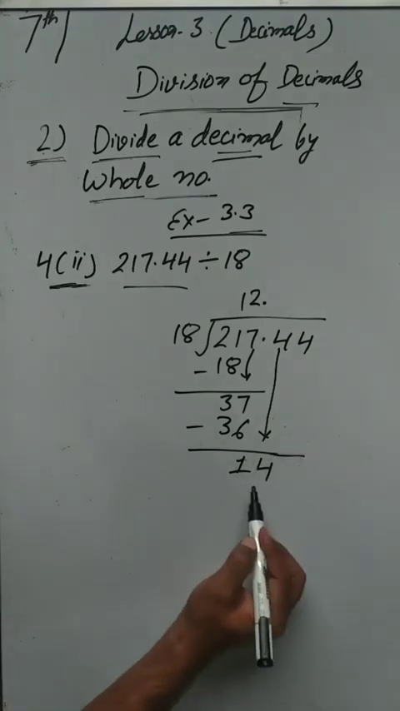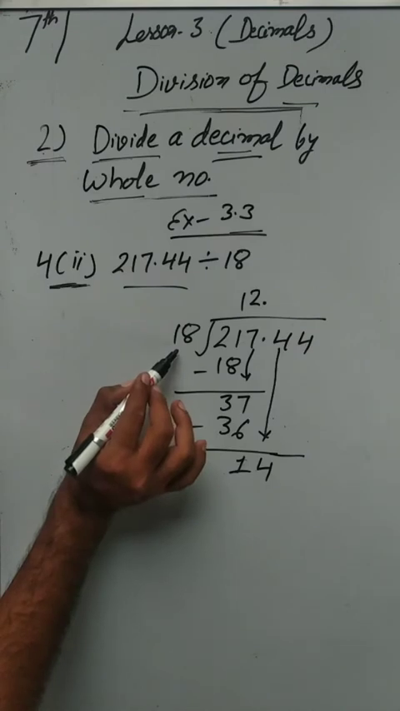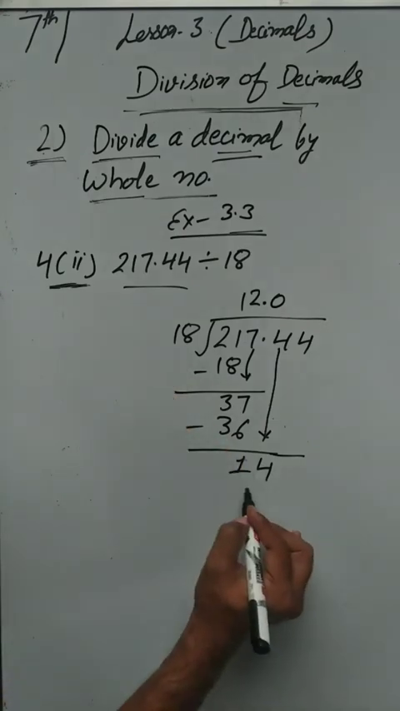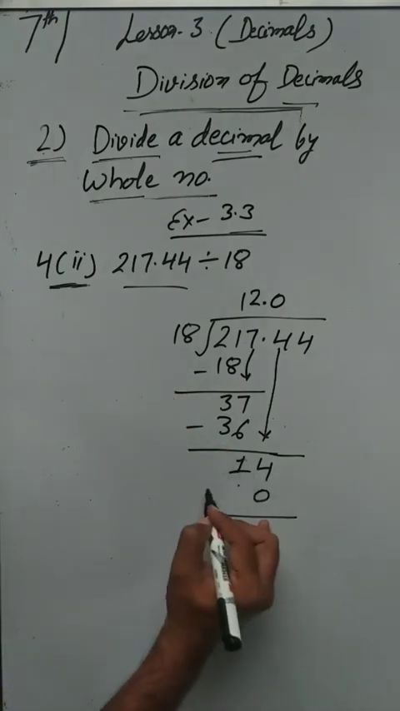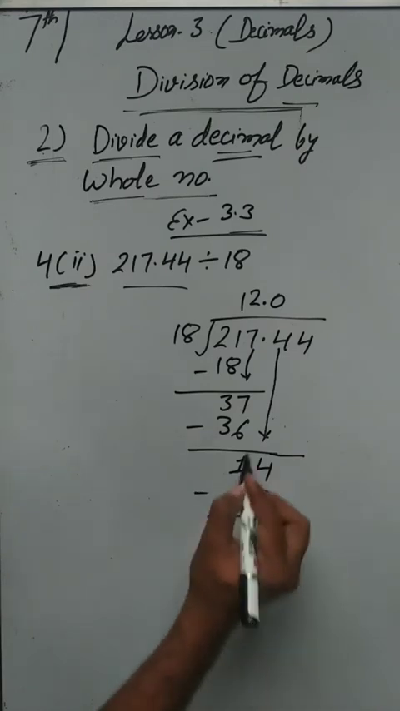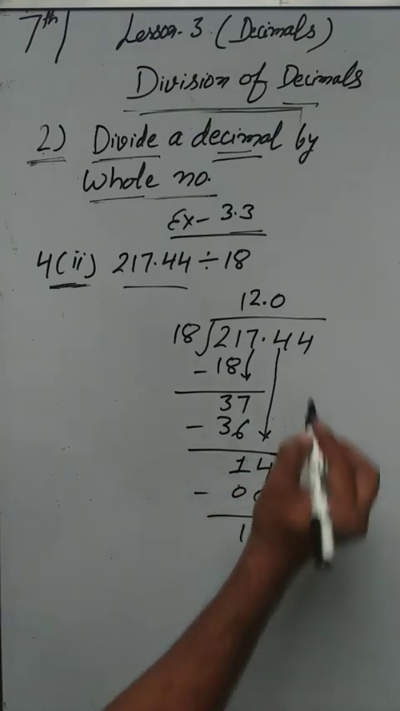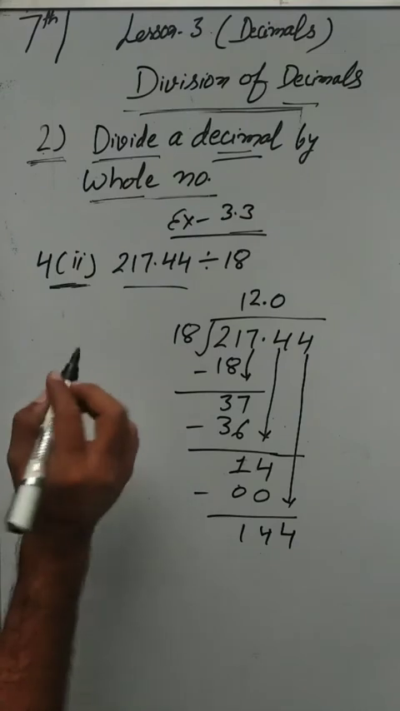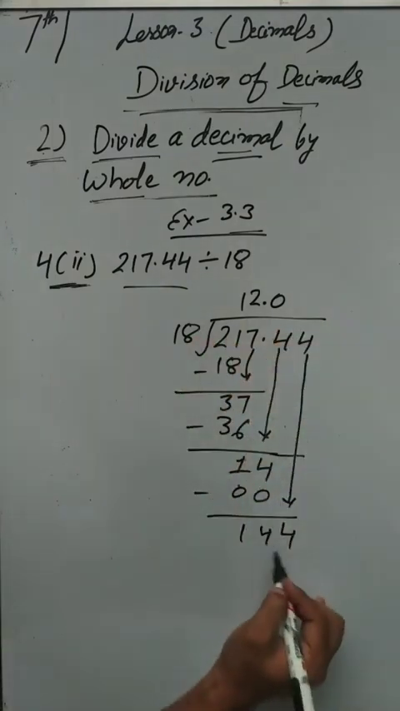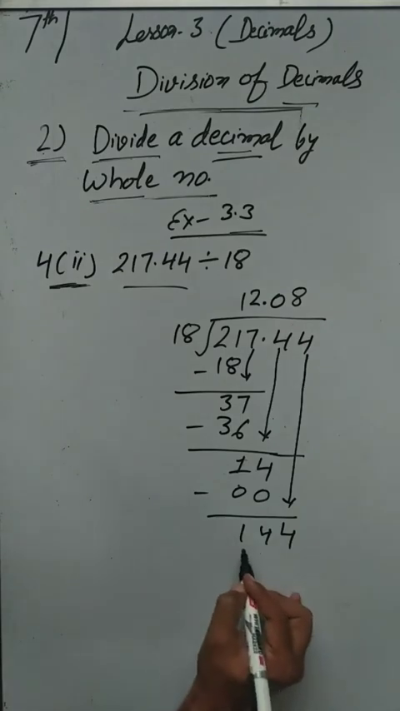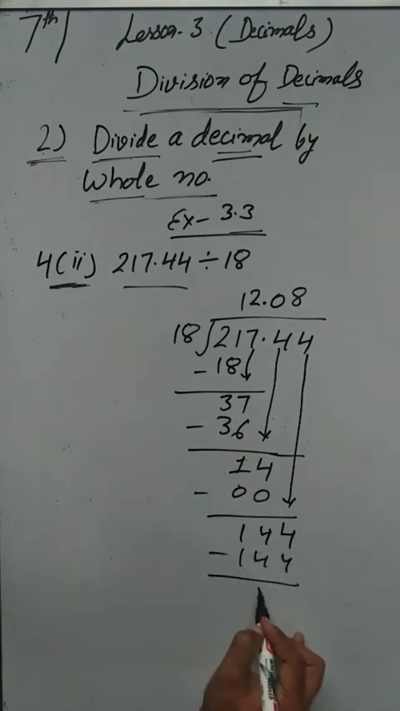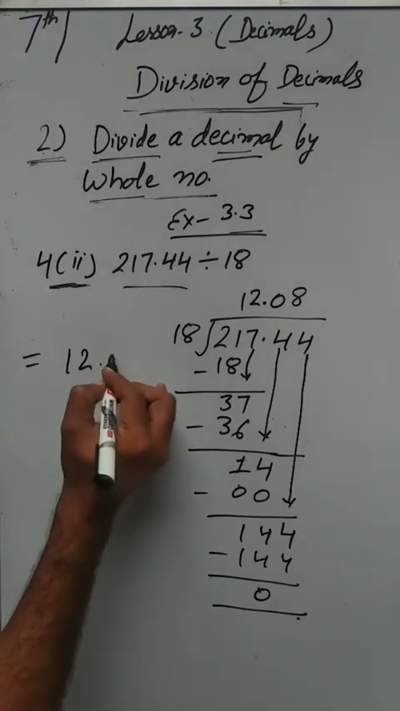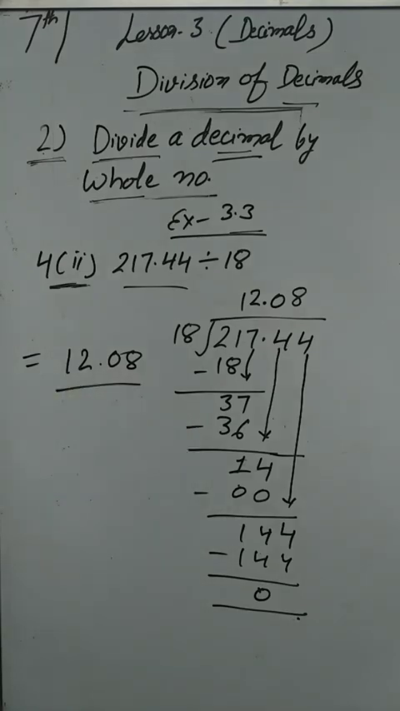Understood beta? Now look, 14. 14 is smaller than 18. So it will be 0. 18 0s are 0. Okay beta? This is 1, 4. Then put the next digit down. Okay? Understood? You know how to divide. So 18, now it will go on 8. 18 8s are 144. Okay beta, your remainder is 0. So here your answer is 12.08. Understood beta?